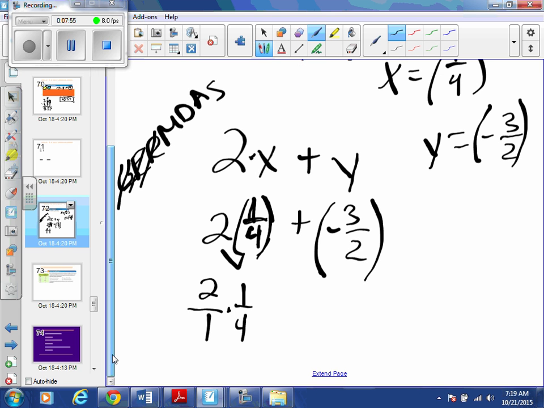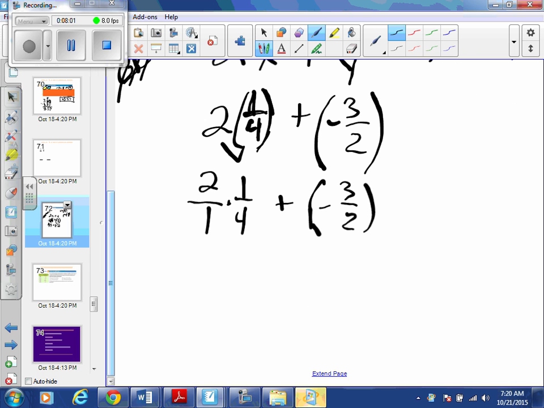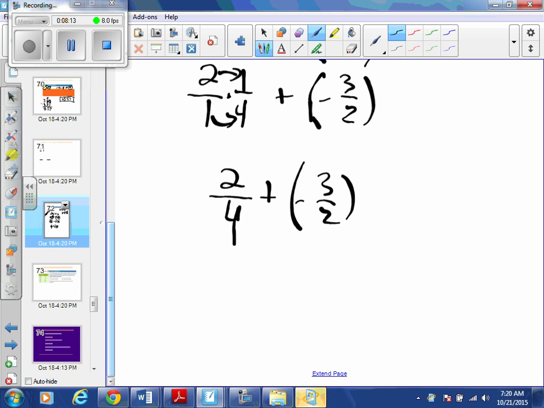No exponents. But there is multiplying or dividing. It's right here. 2 times 1/4. Remember that's the same as 2 over 1 times 1/4. Keep this here too so we don't forget about it. Okay, so multiplying fractions, my favorite, very easy. 2 times 1 is 2, 4 times 1 is 4. So now we have 2/4 plus negative 3/2.